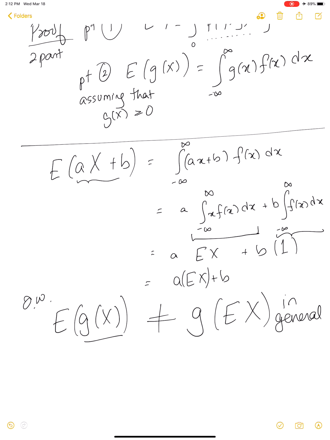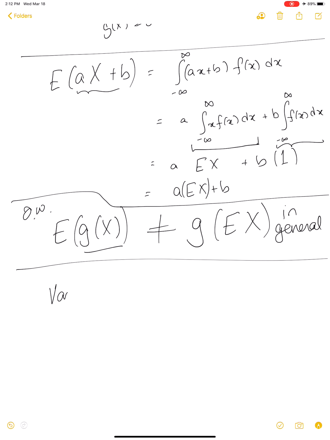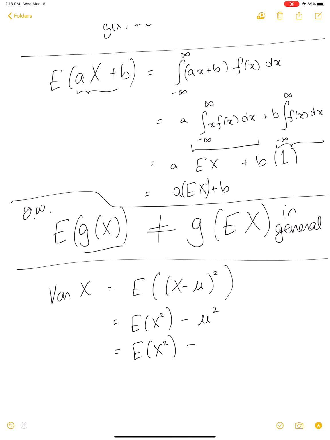And if it's not a linear function, you do not have this being true. Okay, and you can see using this, well, what is the variance of a random variable x? You know the variance of a random variable x, by definition, is the expected value of (x minus the mean) whole squared. All right, and we've gone through this. What this turns out to be is the expected value of x squared minus mu squared, or that's the expected value of x squared minus the expected value of x whole squared.